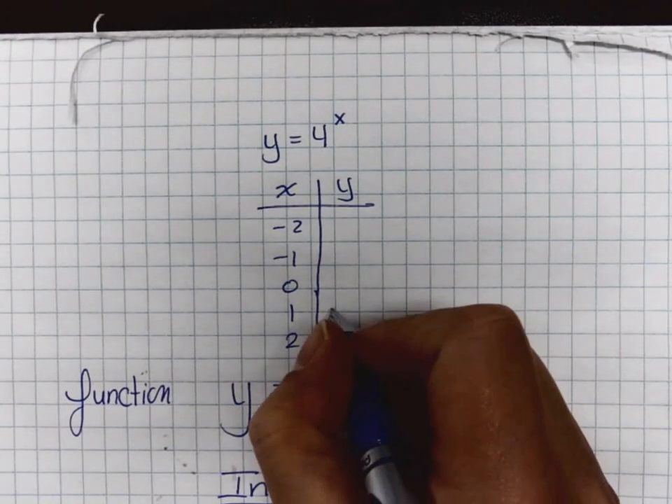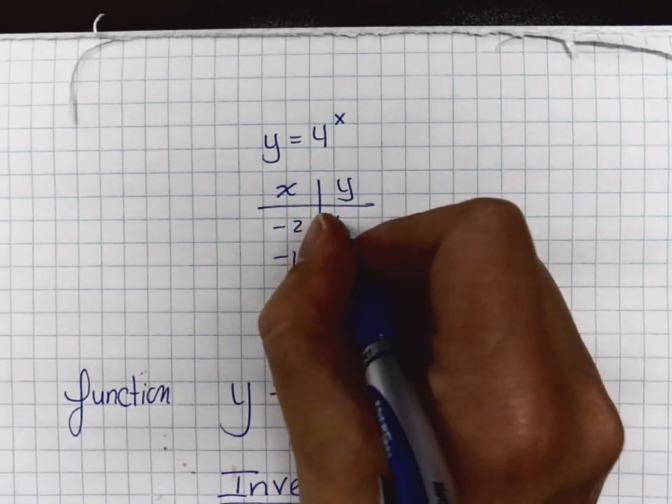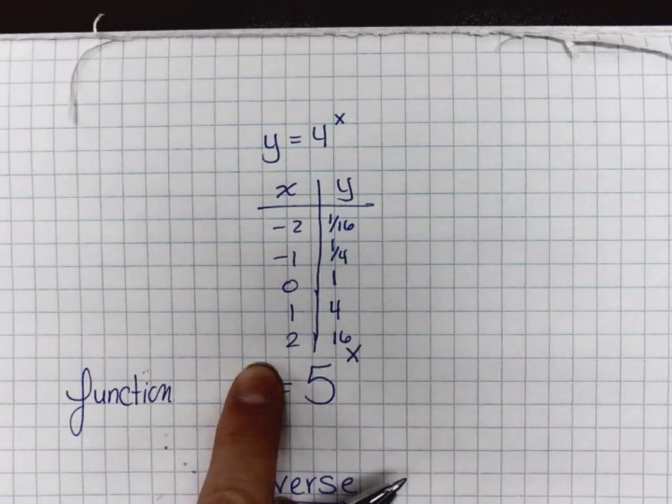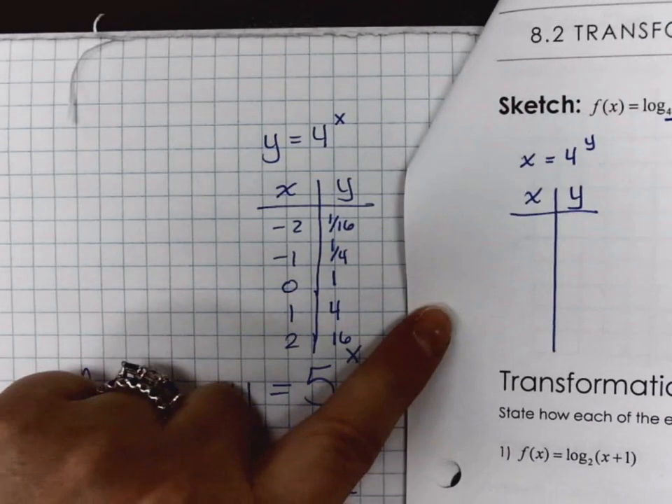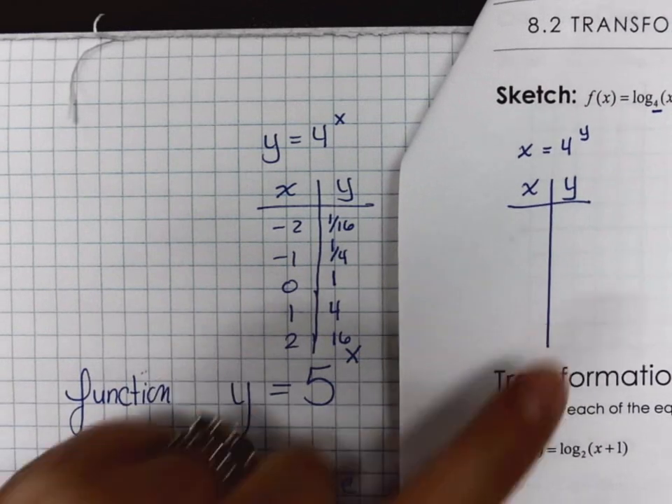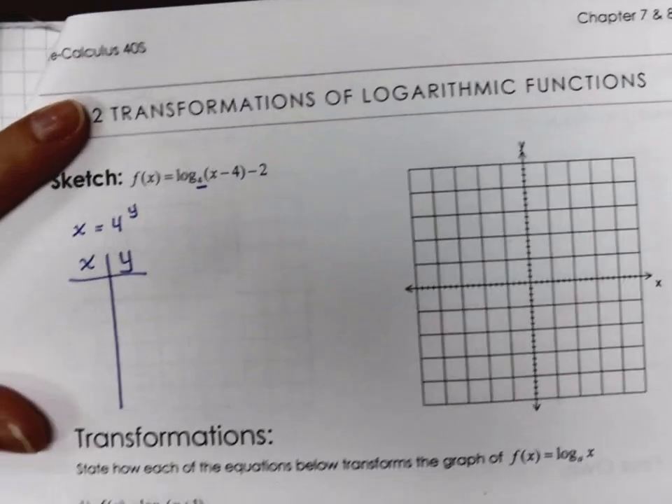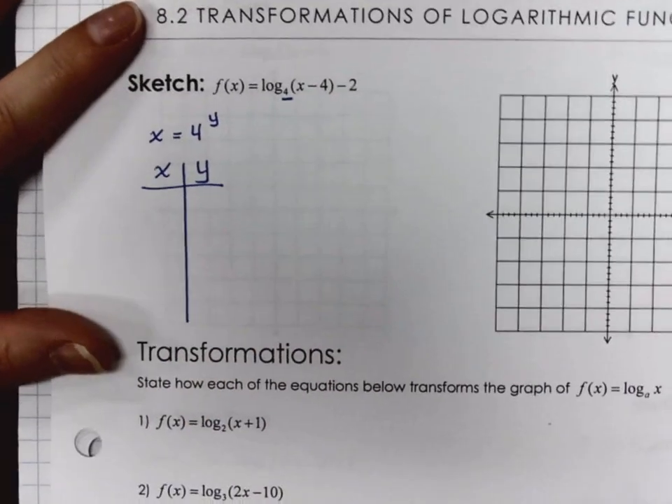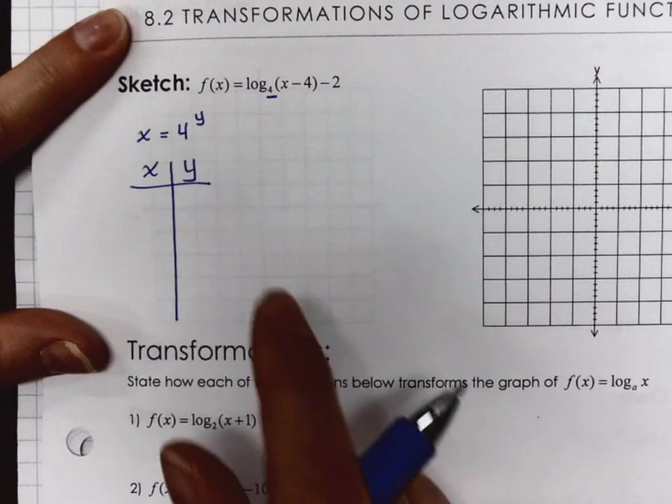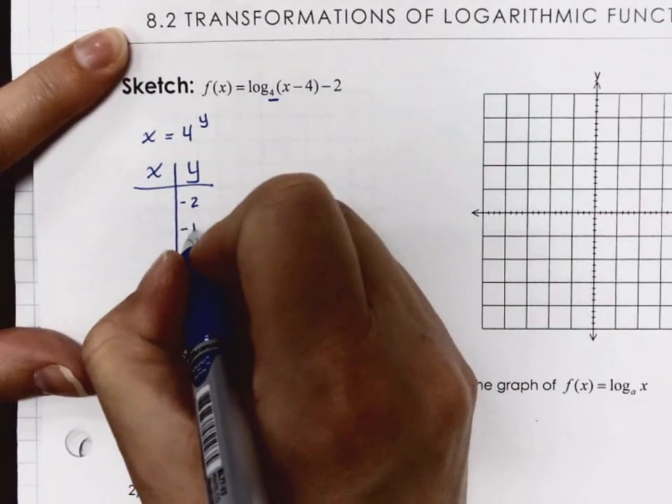4 squared is 16, 4 to the 1 is 4, 1, 1/4, 1/16. If I know this one, do I know this one? Right? It's just the inverse of each other. So what's going to happen to my x and y columns? They're just going to flip, right? Could you have done that from this graph? Or sorry, from this equation, this base? You would pick your y's in this case.